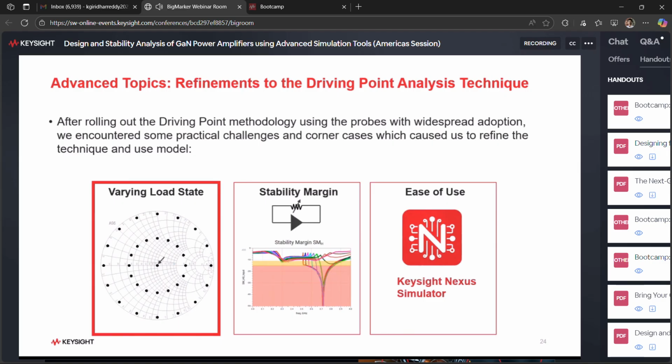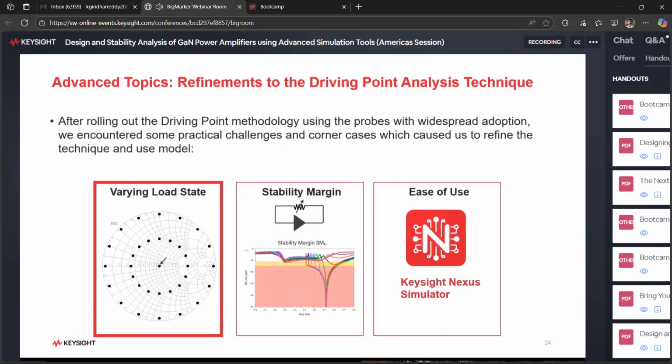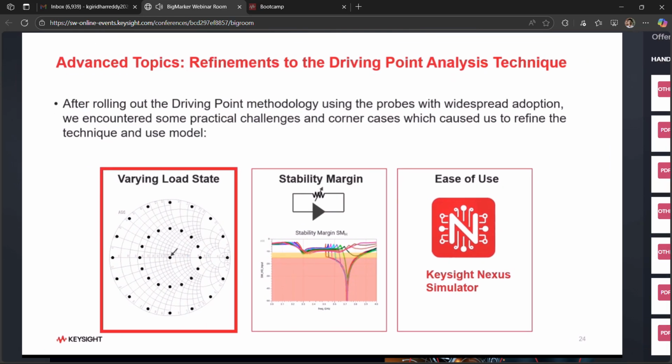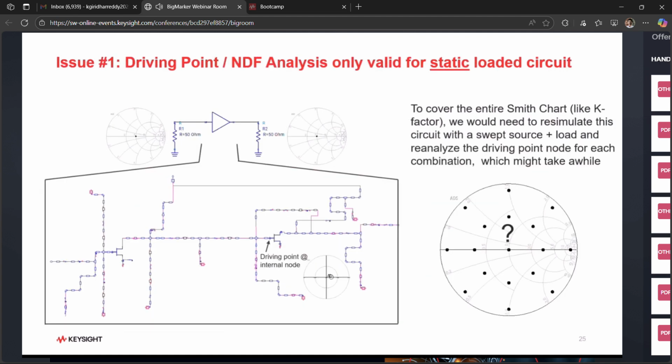But as people were using it, we actually ran into some conditions where we wanted to make improvements, corner cases or issues with the probe use model. And so what I really want to talk about is some refinements that we've made since we first initially launched the probes. There's three that I'm going to talk about. First one is, we alluded to it earlier, varying load state. Second one is stability margin, and the third one is the ease of use. So let's start with the load state.